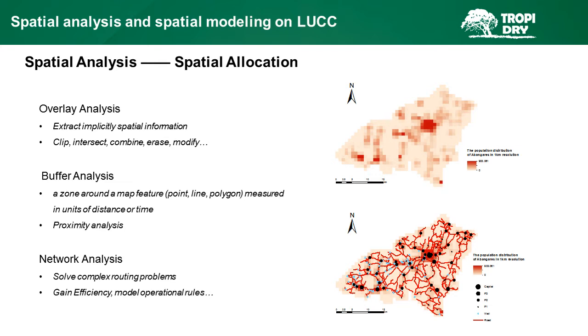The upper one shows the population distribution after spatial analysis. The darker red represents the higher population distribution area. The lower one shows the relationship between the population distribution and other related features.